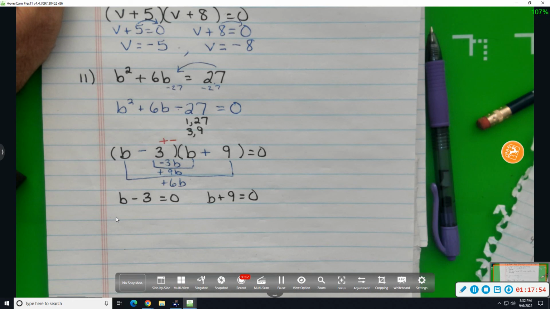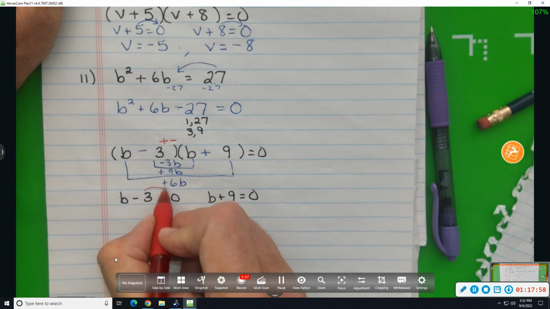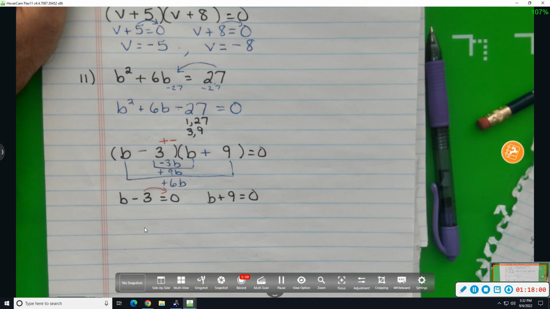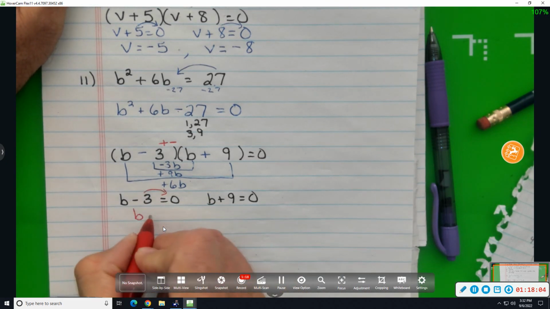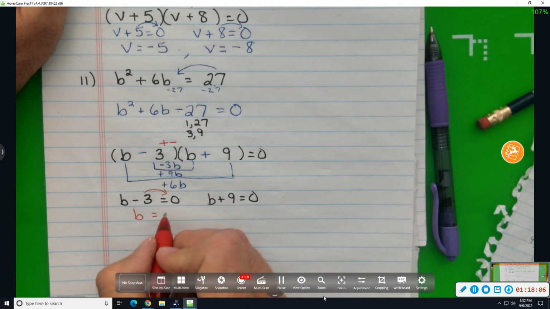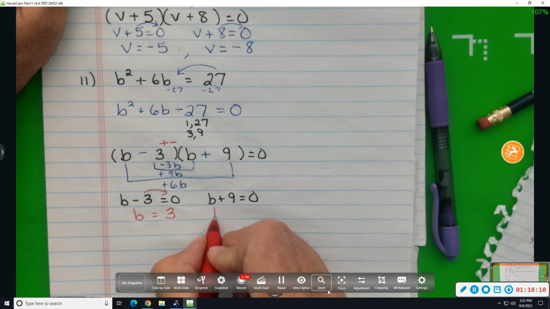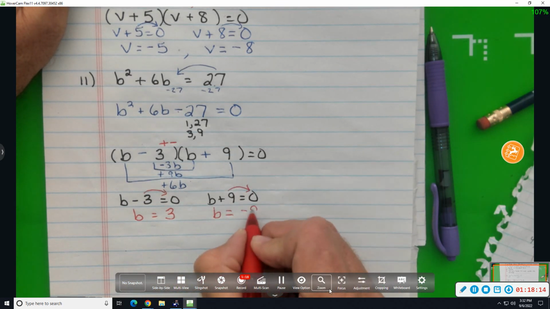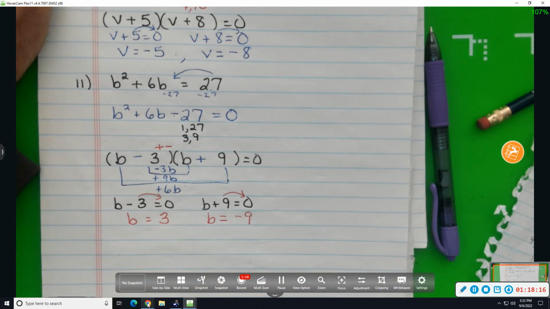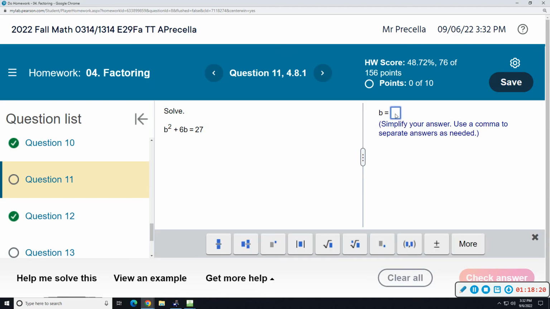Okay, what's this first solution going to be? b equals, first meaning the first one I'll write down. There really is no order. Is the answer going to be b equals positive 3 or negative 3? And the other one, b equals, okay. So enter 3 and negative 9. That's a comma: 3, comma, negative 9.